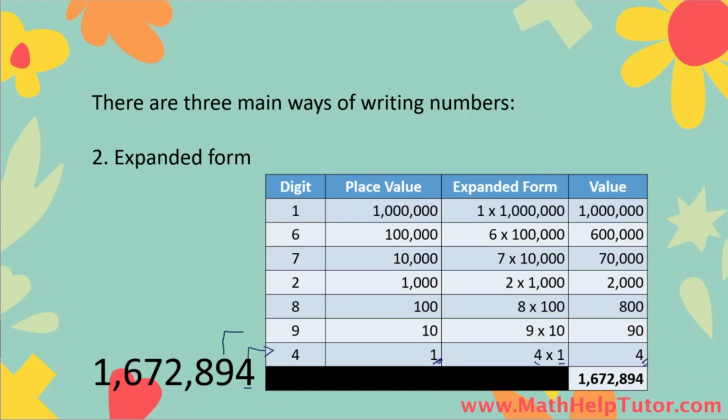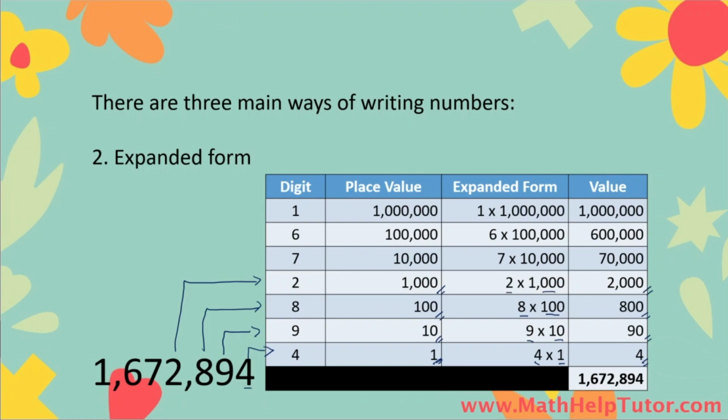For the digit 9, in the tens place, which has a place value of 10, we show that the digit 9 is multiplied by the place value, which gives us a total value of 90. And then we have the digit 8, which is in the hundreds place, and it has a place value of 100. So the expanded form is we show the digit 8 multiplied by the place value, which gives us a total value of 800. And we have the digit 2, which is in the thousands place and has a place value of 1000. So the expanded form is the digit multiplied by the place value, which gives us a value of 2000.